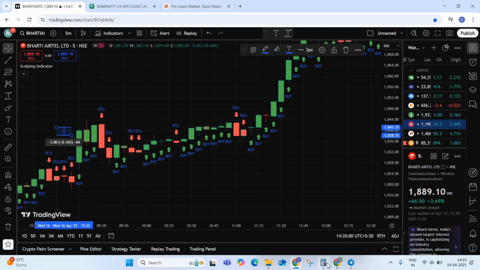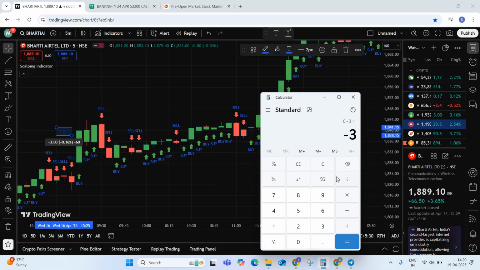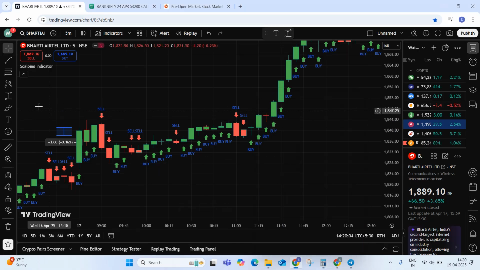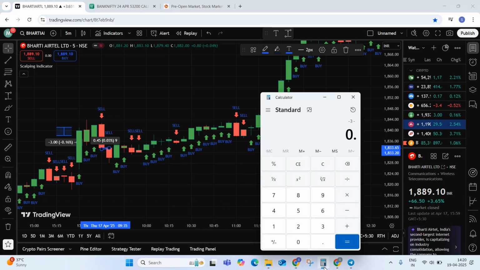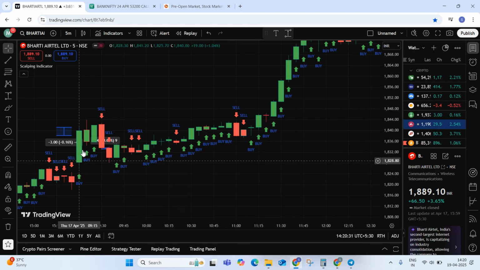So what happened here? For the first trade I got minus 3 rupees. Coming to the next one, here at 9:30 it gave a sell signal. I entered. It went down to 4.85 rupees. If you are satisfied with that amount, you can exit at that point of time. If not, just follow our theory. Here also I lost nearly 0.45 paisa. Come to the next trade.